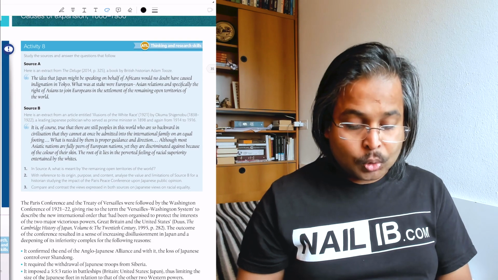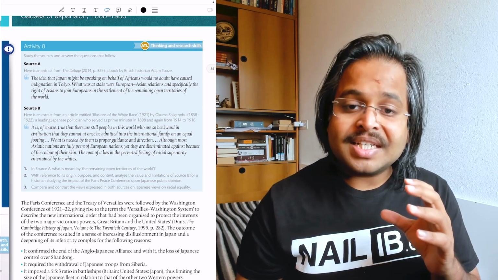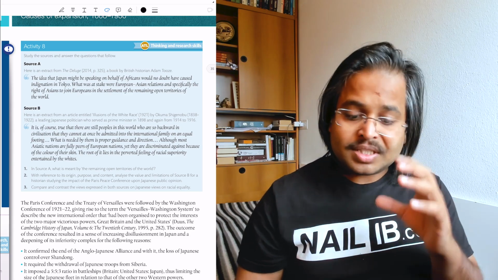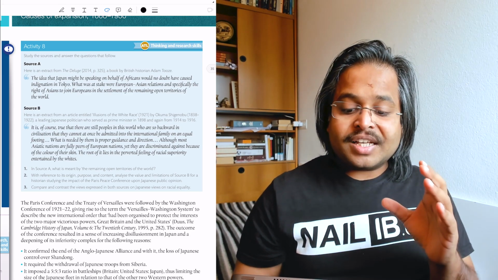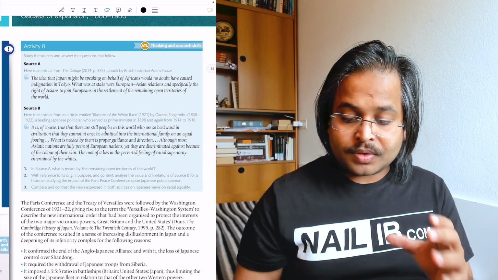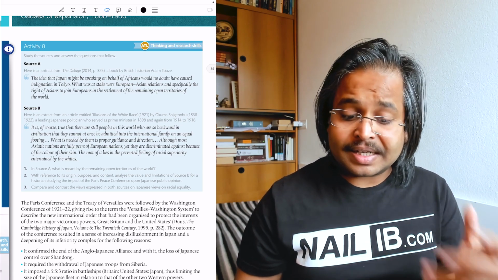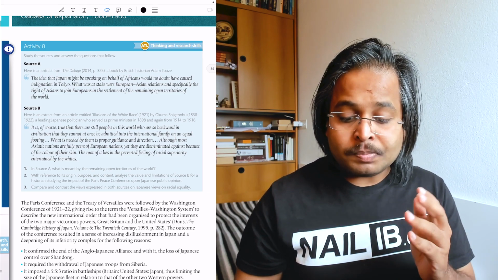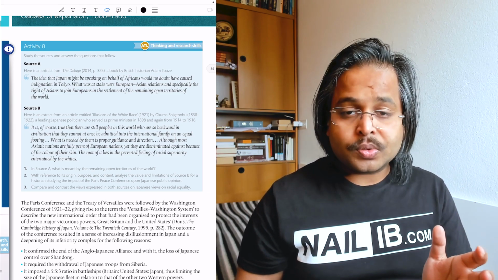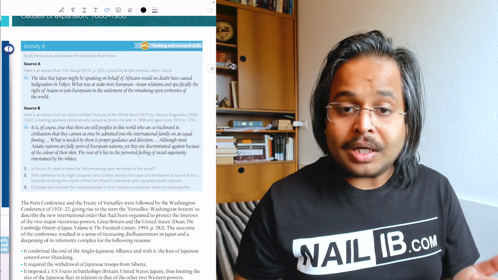Now, since this is a source-based paper, I will just read out to you, as a part of activity 8 on this page, just some of the types of questions that can be asked. So there will be an extract that will be presented. As you can see, there are two extracts which are presented. Source A is a secondary source, which is from a book published in 2014. And source B is an original source, a primary source, which is coming from an article in 1921.